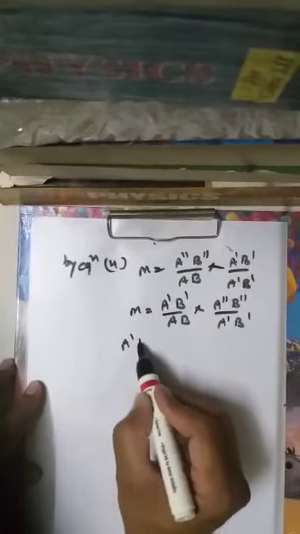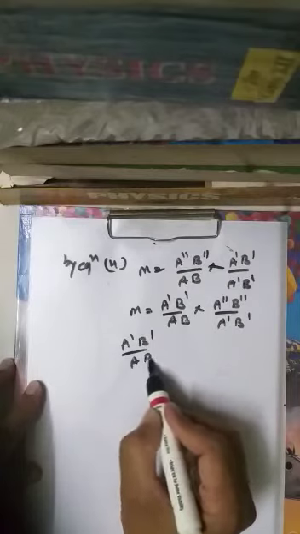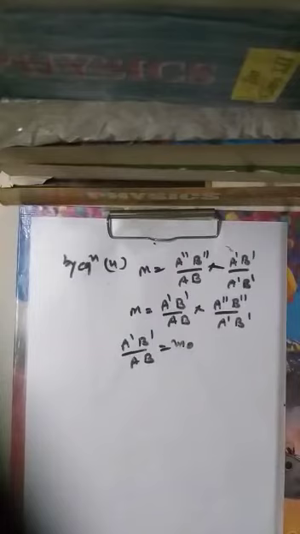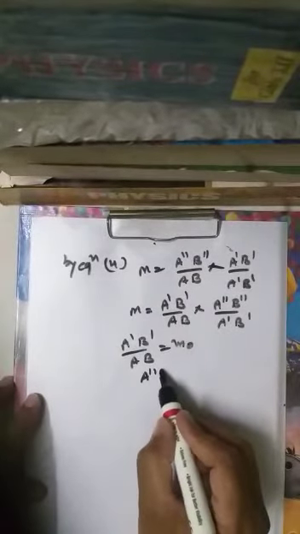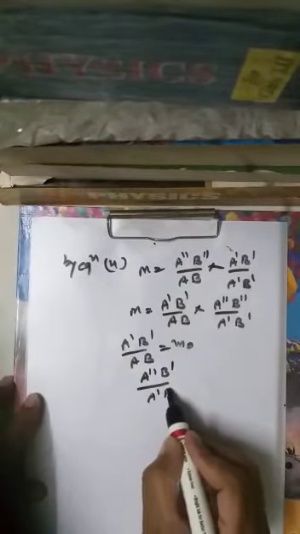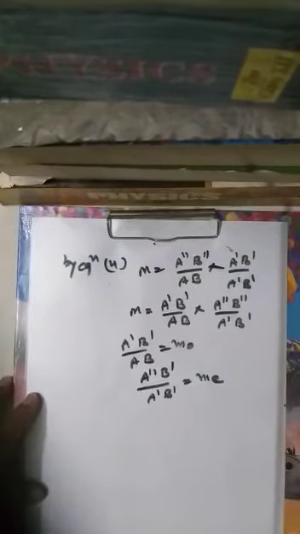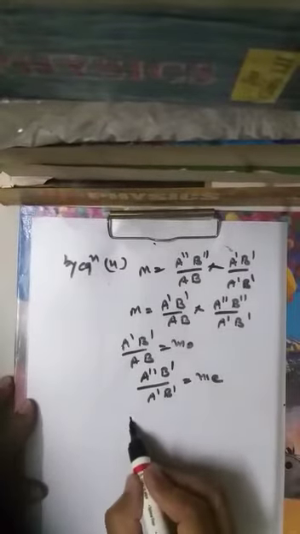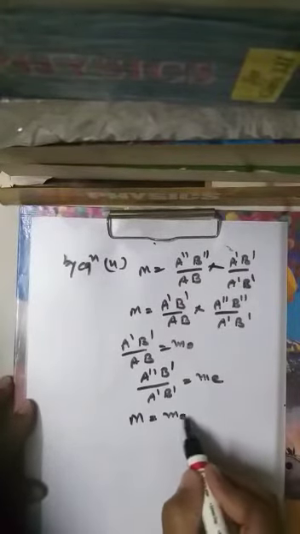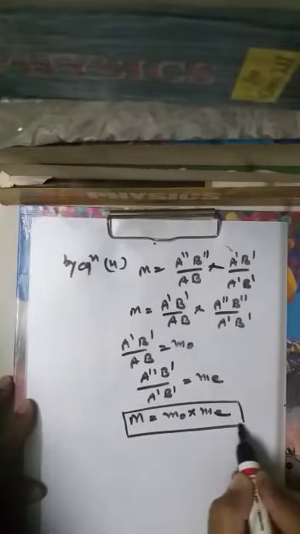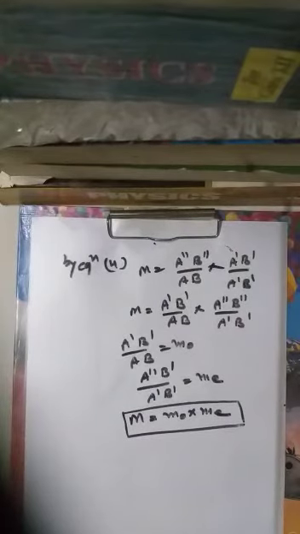Here A'B' upon AB is the magnifying power of the objective lens, and A''B'' upon A'B' is the magnifying power of the eye lens. So m is equal to mO into mE. The magnifying power of the compound microscope is the product of the magnifying power of the objective lens and the magnifying power of the eye lens.